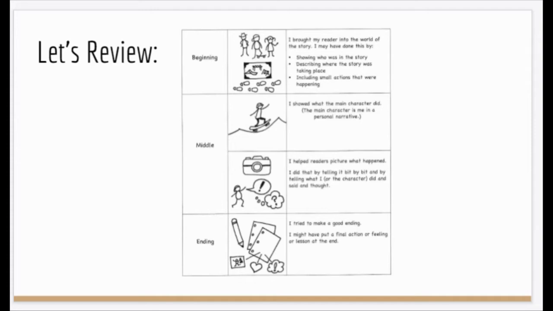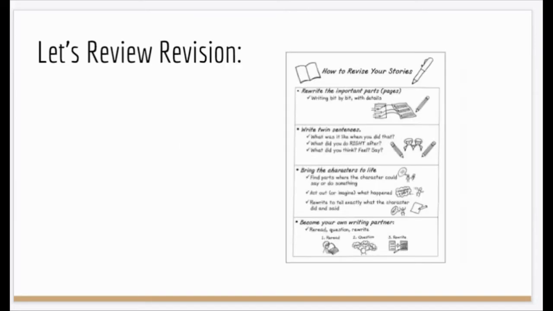I brought my reader into the world of the story. I may have done this by showing who was in the story, describing where the story was taking place, including small actions that were happening. Middle: I showed what the main character did, and if it's a personal narrative, you know that's you. I helped readers picture what happened. I did that by telling it bit by bit and telling what I or the character did and said and thought. I tried to make a good ending, and I might have put a final action or feeling or lesson at the end.